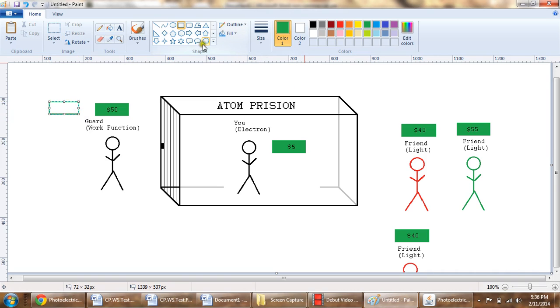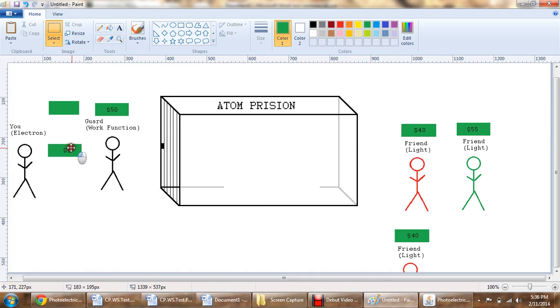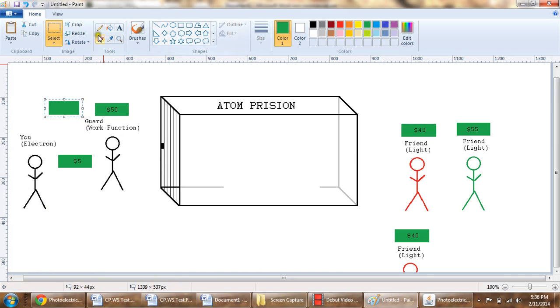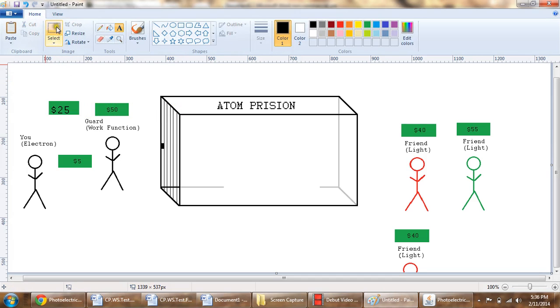Of that 70, the guard took 50. Except the guard didn't even need 50. The guard only needed 45 because you had 5 yourself. So you gave 5 to the guard, and of the $70 that your friend had, the guard took the remaining 45 he needed to be happy. That left you with 25. As a result, you get $25 on top of your freedom. You get to go away.